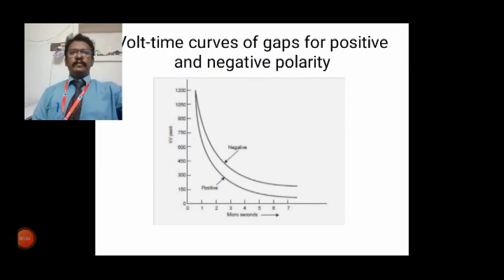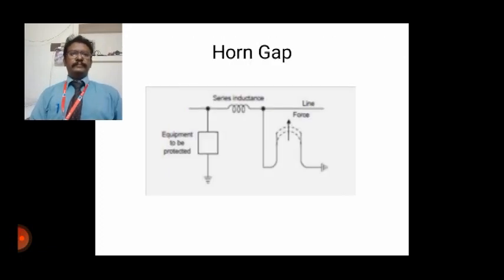Next, we are going to discuss the horn gap. The horn gap consists of two horn-shaped rods, separated by a small distance. One end is connected to the line, and the other end is connected to the earth. You can see in the diagram. Actually, the diagram is shown with and without the series resistance.